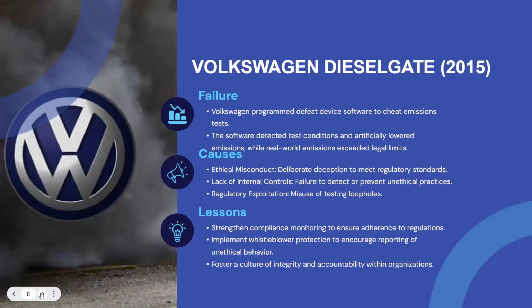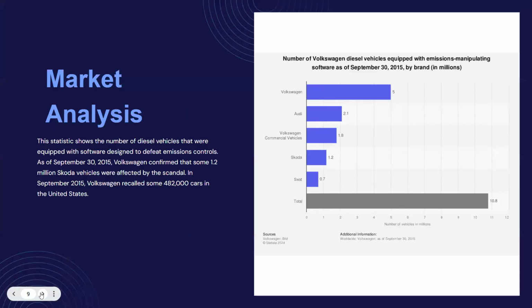Volkswagen's failure was not a mistake, it was intentional fraud. The company installed software to cheat emission tests, deceiving regulators and consumers. The main causes were: the software was designed to manipulate results, and there was no system in place to prevent fraud. The company took advantage of testing loopholes. The key lessons that we learned are: strengthen compliance monitoring to prevent fraud, implement whistleblower protection to encourage ethical behavior, and foster a culture of transparency and accountability.